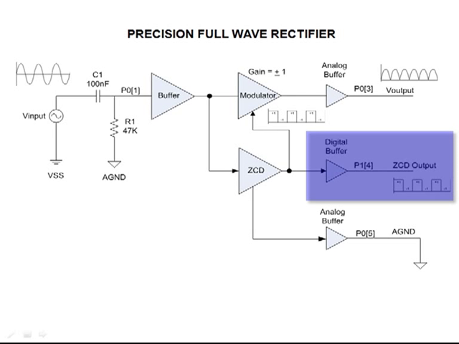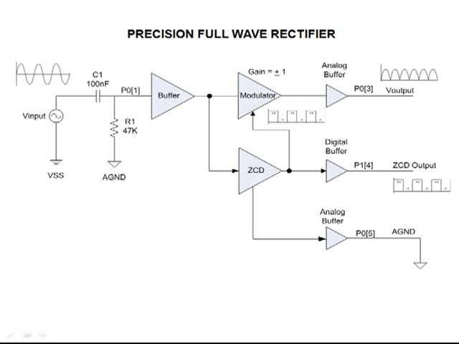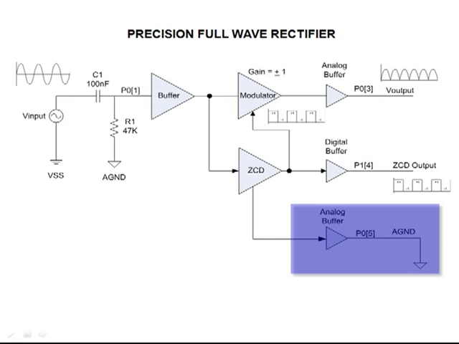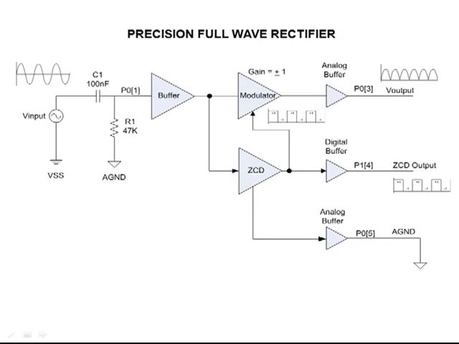The output of the zero crossing detector is also brought out on P14. This output is just for debugging and is not required in the actual implementation. The same analog block that implements the zero crossing detector is also used to bring out the analog ground on port 05, which is used to AC couple the input signal.